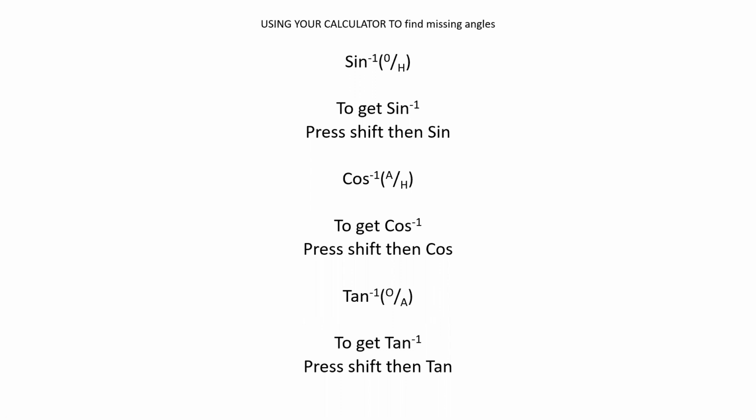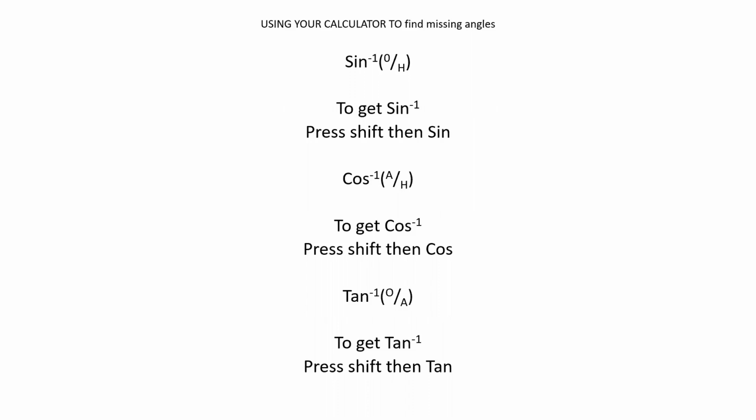Then A is the adjacent side, and adjacent means next to, and it's next to the angle we want to find, and between that angle and the right angle. And O is the opposite side, which is opposite the angle we want.